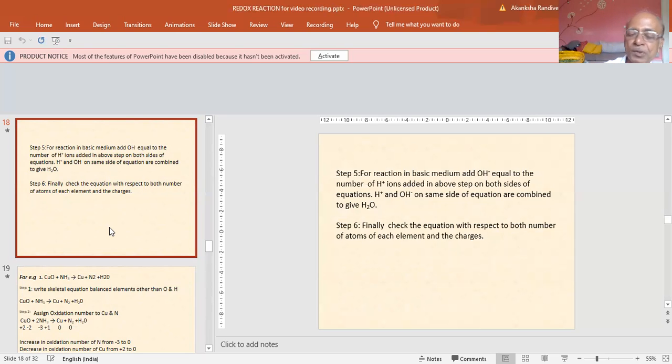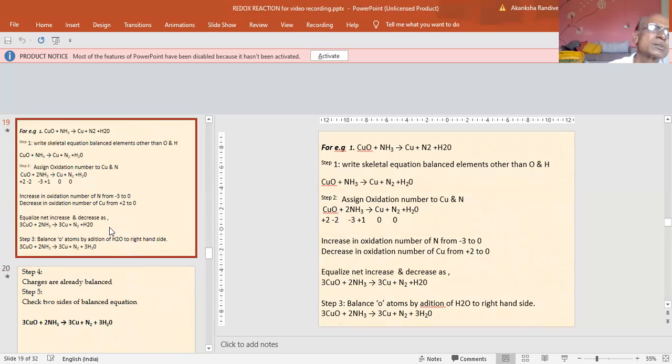And in this way the redox equation can be balanced. Now let us balance this redox equation by oxidation number method. For example, here the example is given. CuO plus NH3 gives Cu plus N2 plus H2O. Now this is an oxidation reduction equation.